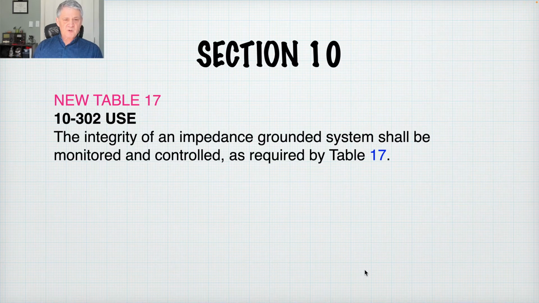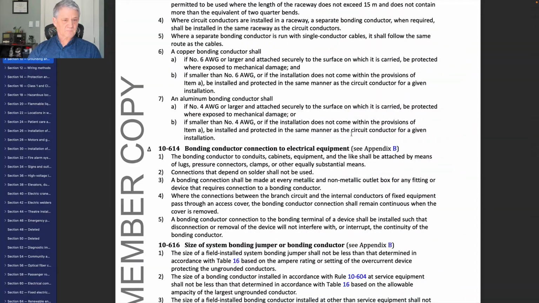The first thing we're going to notice is that Table 17 has been reused. If you've been in the industry as long as I have, you'll remember what Table 17 was for, and I'm not even going to say it because I don't want to create confusion. Table 17 now is: the integrity of an impedance grounding system shall be monitored and controlled as required by Table 17. So let's find Table 17.